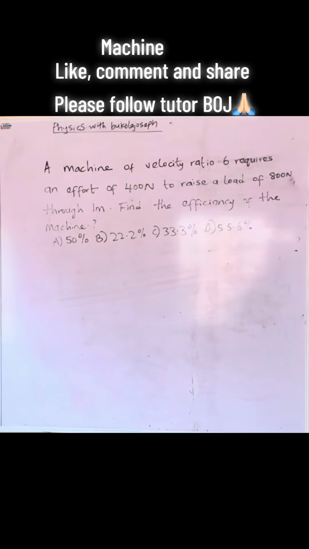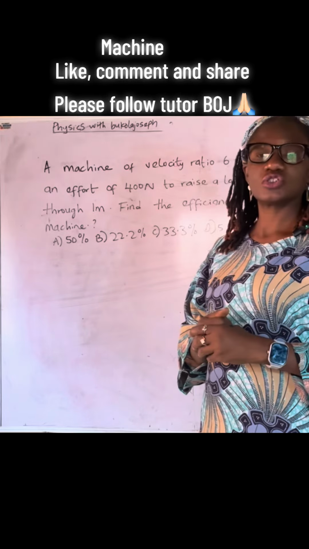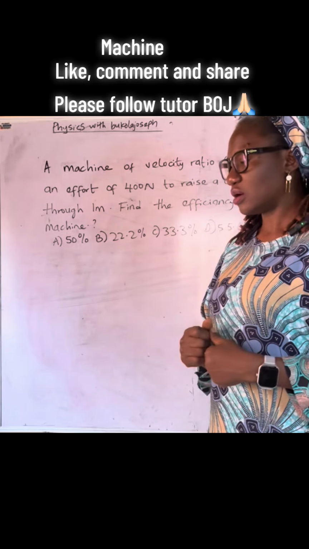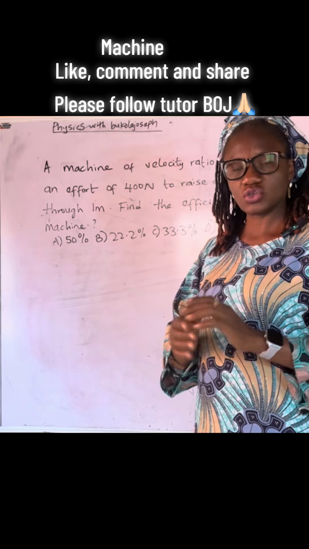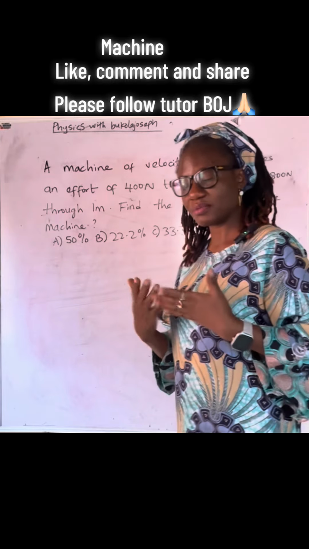So we have this question on the board. A machine of velocity ratio 6 requires an effort of 400 Newton to raise a load of 800 Newton through 1 meter. Find the efficiency of the machine. Now, this question is on machines. The first thing you need to do is bring out the parameters from the question.